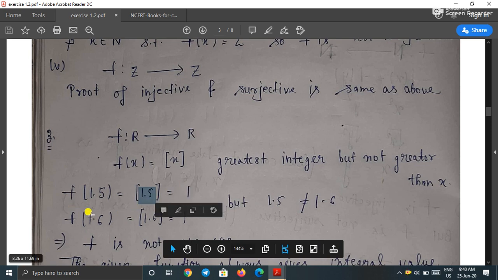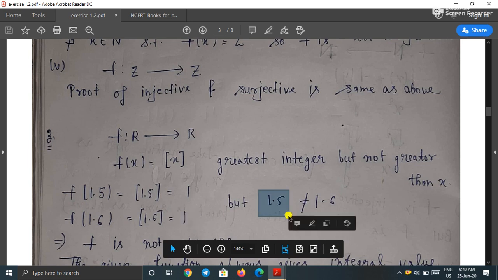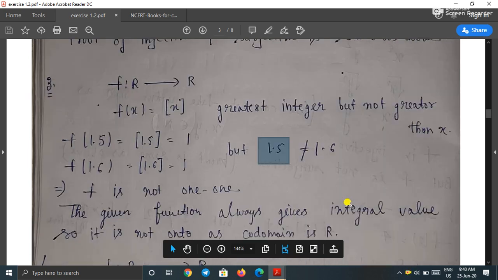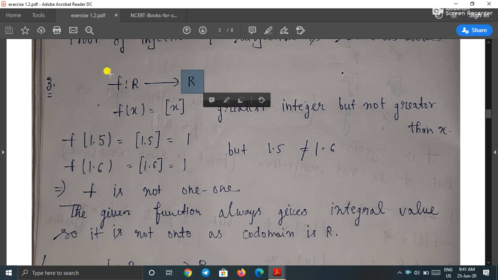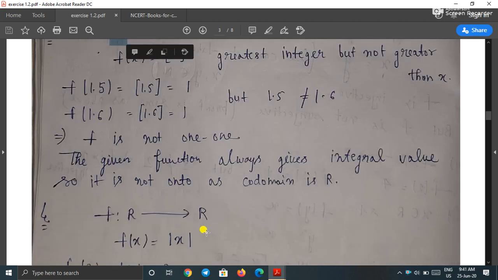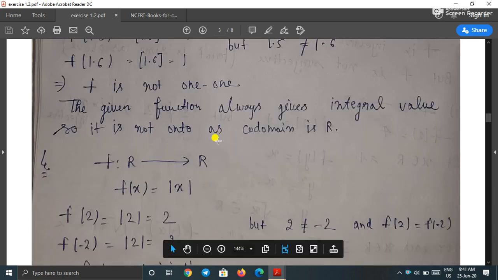Okay, similarly if we calculate the image of 1.6 then it becomes, it is also 1. So we have two different numbers which have same images. This shows that the function f is not 1-1, right? Now to check it, here the codomain is the set of real numbers but the function gives only integral values, means range set is the set of integers. So range is not equal to codomain.